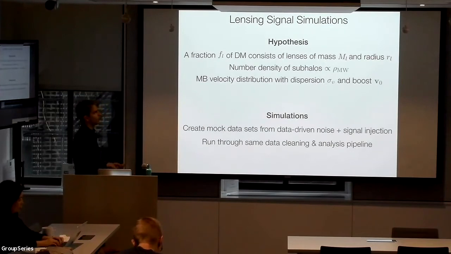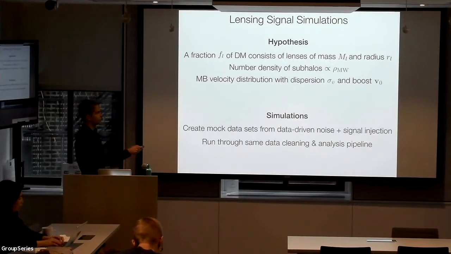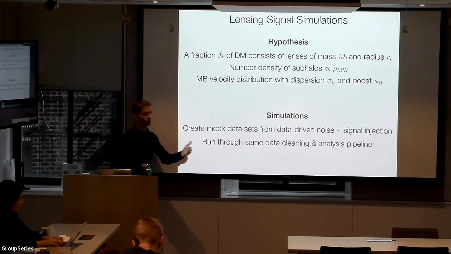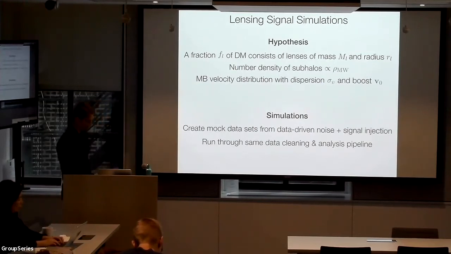But the real question we want to answer, and Glenn has alluded to already, is that we want to investigate this hypothesis, right? That some fraction of dark matter is in lenses of a certain mass and radius. We assume that they're distributed like the density field in the Milky Way, and we assume a Maxwell-Boltzmann distribution with dispersion sigma v of around 160 kilometers per second, and we boost in our observer reference frame because of the solar system velocity through the Milky Way. And we want to investigate this hypothesis and whether it's right or not, or whether we can exclude it or not.